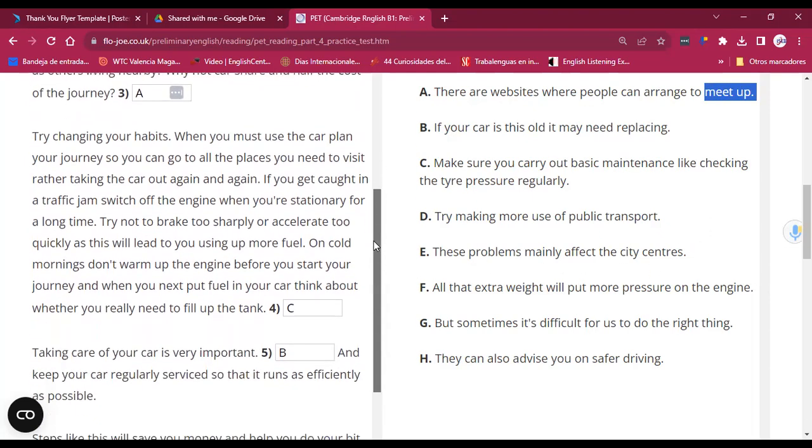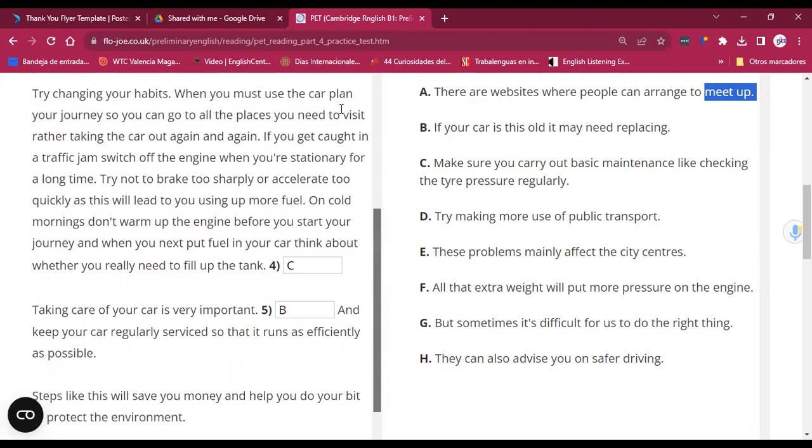Then we have: try changing your habits. When you must use the car, plan your journey so you can go to all the places you need to visit rather than taking the car out again and again. If you get caught in a traffic jam, switch off the engine when you're stationary for a long time. Try not to brake too sharply or accelerate too quickly, as this will lead you to using up more fuel. On cold mornings, don't warm up the engine before you start your journey. And when you next put fuel in your car, think about whether you really need to fill up the tank.